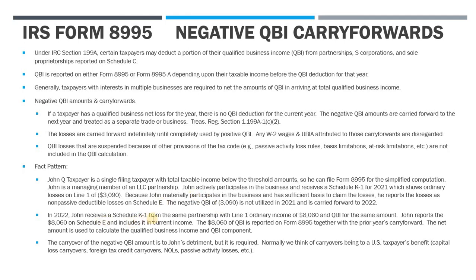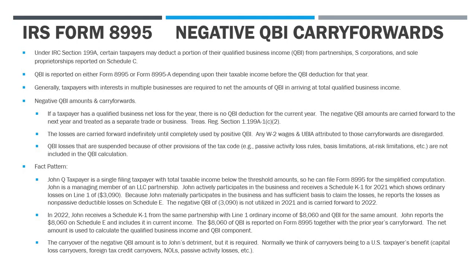So now in 2022, he gets a K1 from the same partnership, but now he's got some profits. They've got $8,060 of line 1 ordinary income, and the QBI amount is for the same amount. So John reports the $8,060 on Schedule E. It's non-passive income, and it's included in current income. It's subject to tax. And so now what does he do with the Form 8995? Well, the $8,060 is QBI. It's reported on the Form 8995.